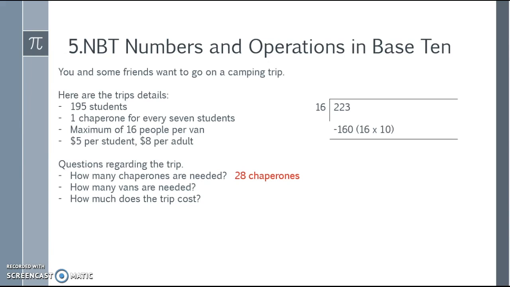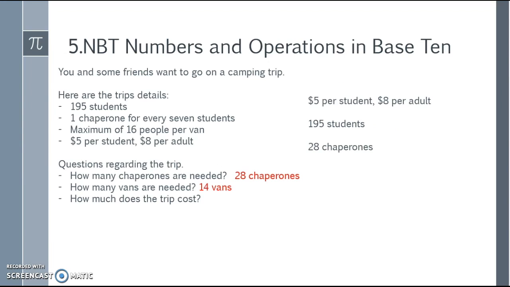16 times 10 is 160, with a remainder of 63. 16 times 3 is 48 with a remainder of 15. I add 10 and 3 together to get 13, but there's still 15 people that don't have a van. Therefore, we need 14 vans to cover all of our people.